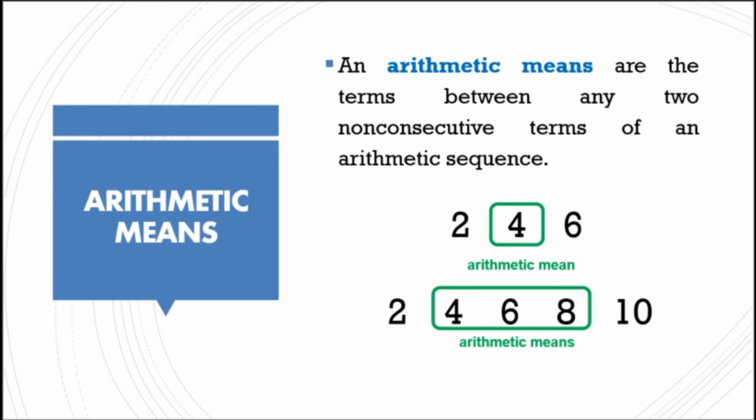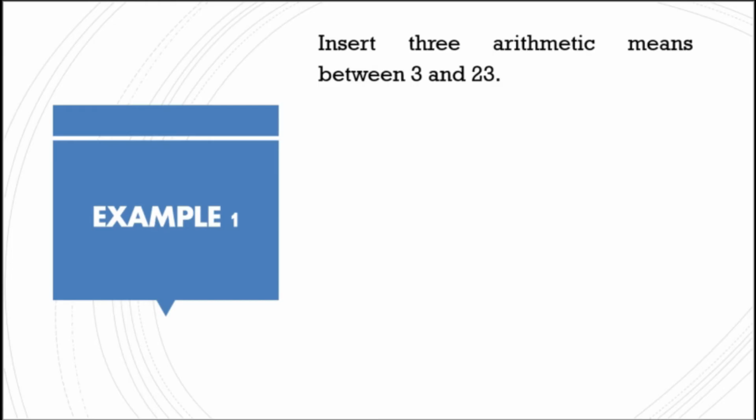So, if we are tasked to insert arithmetic means between two numbers, we just need to identify the value of the common difference for us to get them. Let us have an example. In example number 1, we need to insert 3 arithmetic means between 3 and 23. If we are going to represent it, 3 will serve as the a sub 1 or the first term, while 23 will serve as the fifth term or the a sub 5. And we are tasked to identify the value of a sub 2, a sub 3, and a sub 4.